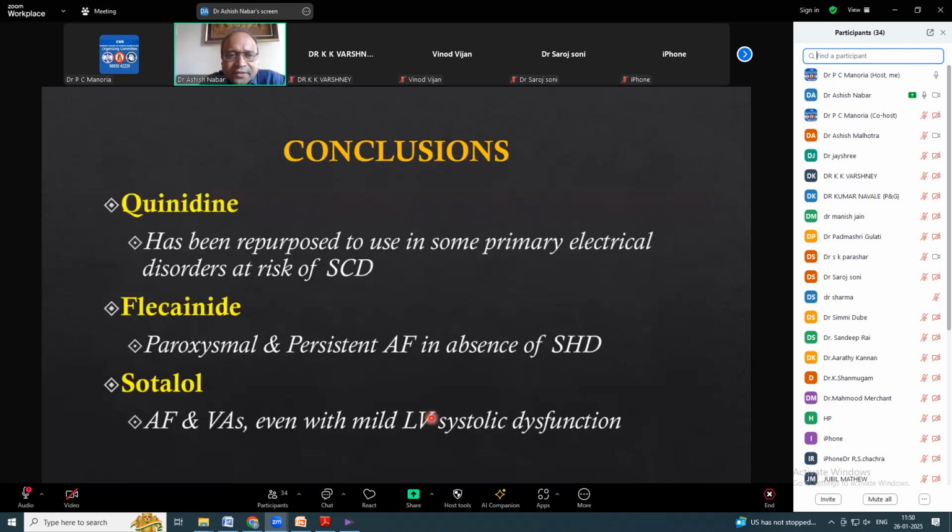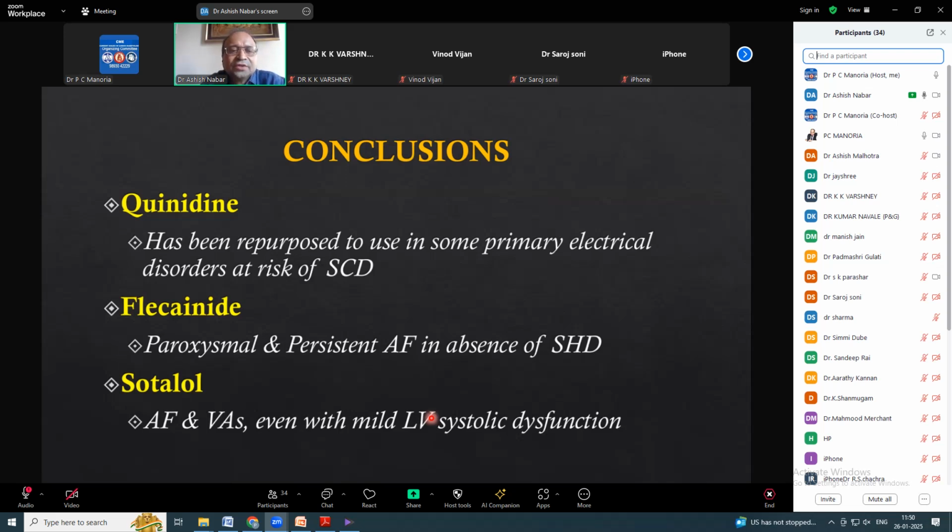What I need to say is that quinidine has been repurposed to use in some primary electrical disorders, and just to name them once again, it is early repolarization syndrome, Brugada syndrome, short QT syndrome. These are where it is used more. Idiopathic ventricular fibrillation is an important diagnosis. And it is a back-against-the-wall drug when you're dealing with a VT storm in structural heart disease. Flecainide is a drug for paroxysmal or persistent AF in absence of structural heart disease.